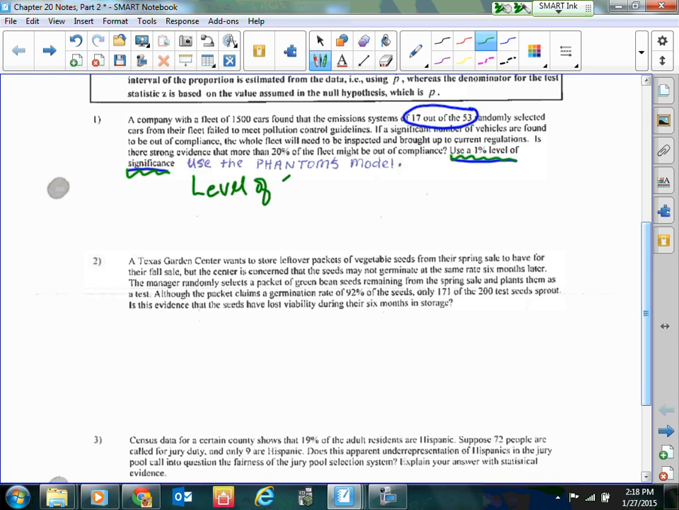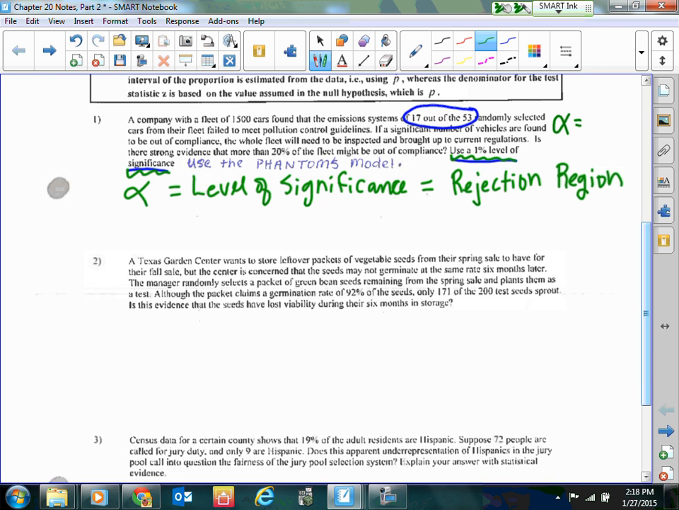The level of significance has several names. It's also called the rejection region. And it is represented by the lowercase alpha, which looks like a fish. That lowercase alpha is that level of significance. So in this case, they told us the alpha to use is 1%.